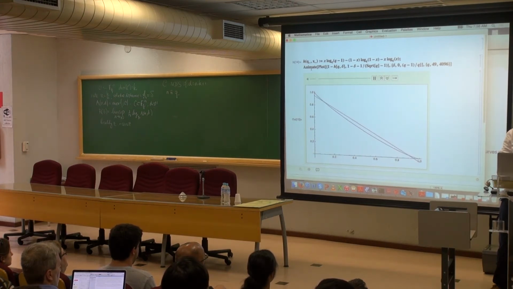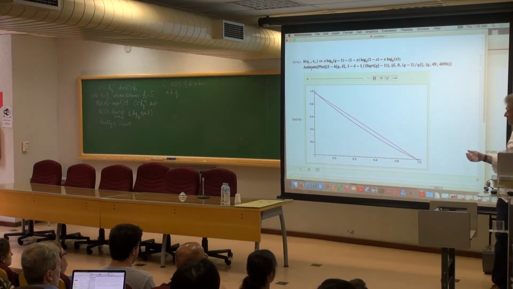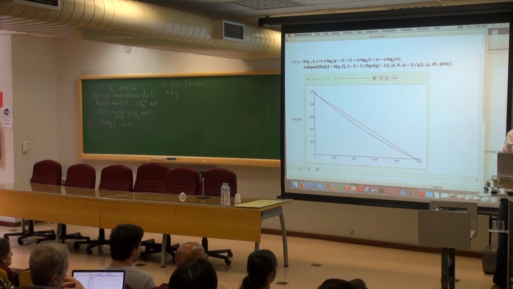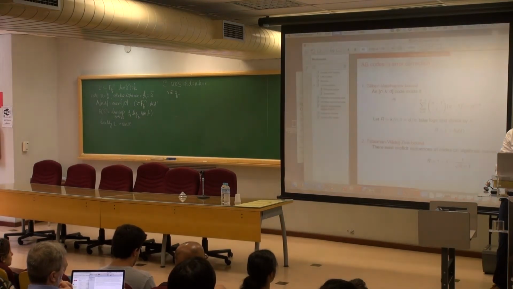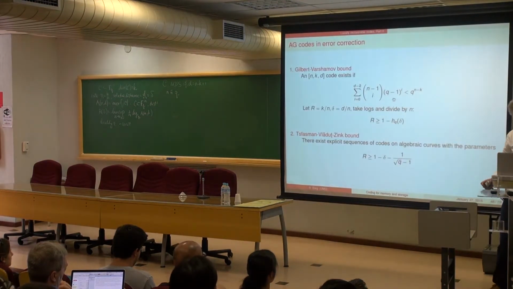As you see, the improvement becomes bigger and bigger as the alphabet increases, and ultimately we improve almost everything except the corners. So yes, codes over curves are rather powerful. Let me stop this and go back to the slides. That's the motivation behind the construction.